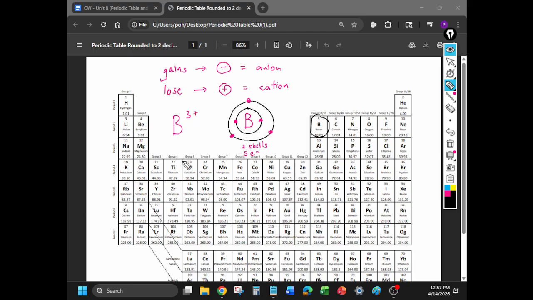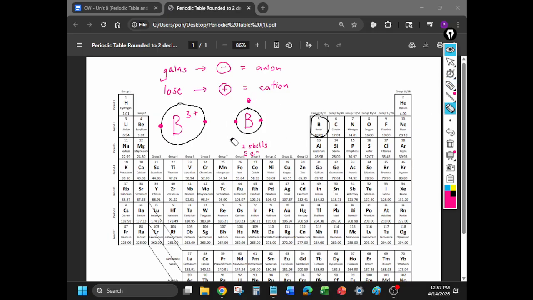and since it's 3 plus, that means that we lose 3 electrons. Okay, so I'm going to show you guys what it's going to look like on B. We're going to take away this electron, and this electron. Now if you notice, we got rid of all the electrons on the valence shell, right? And so that means that this second shell is now empty. And when we have an empty shell, that shell basically stops existing. So if we're going to draw B3 plus, it would just be 1 shell with 2 electrons, because that outer shell just disappears.